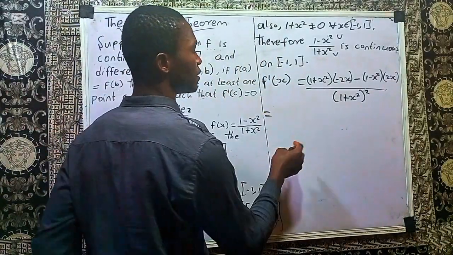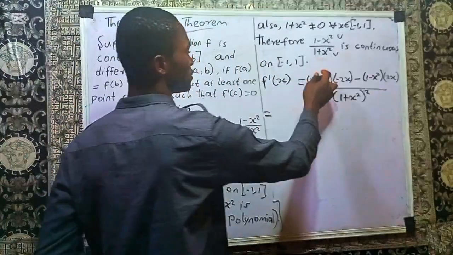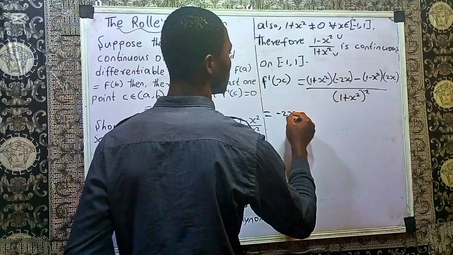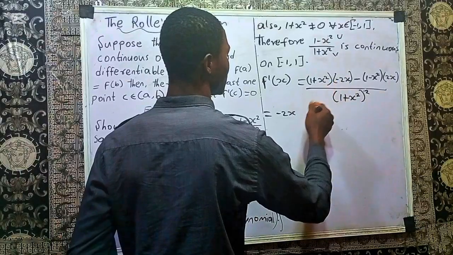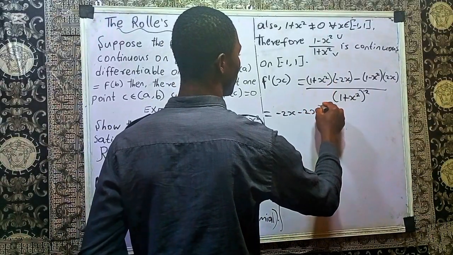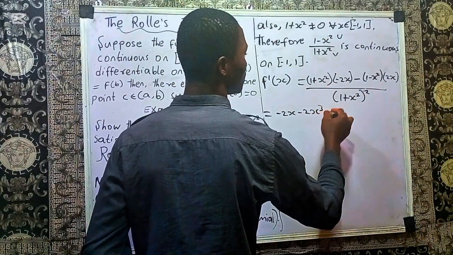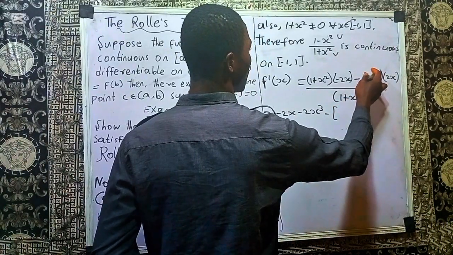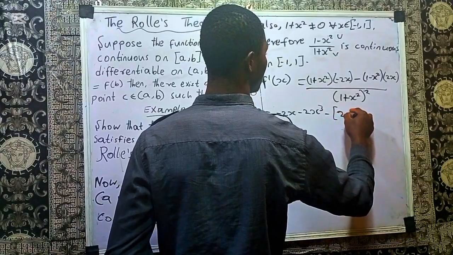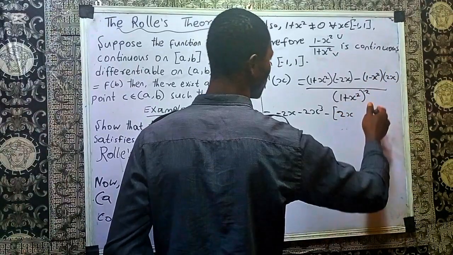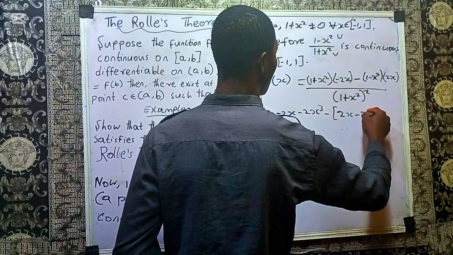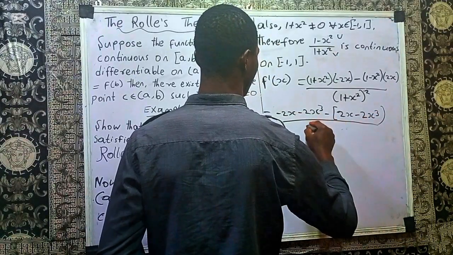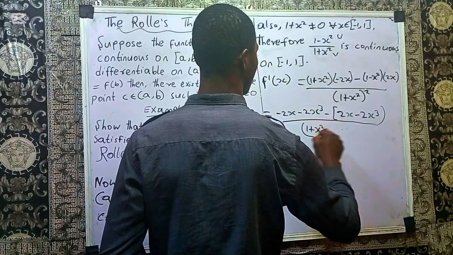So if you simplify, let's expand this. Open this bracket. 1 multiply negative 2x is negative 2x. And x squared multiply negative 2x is negative 2x raised to power 3. We have minus here. Let's keep the minus. 1 multiply 2x, we have positive 2x. Negative x squared multiply positive 2x, we have negative 2x raised to power 3. All divided by 1 plus x squared all raised to power 2.